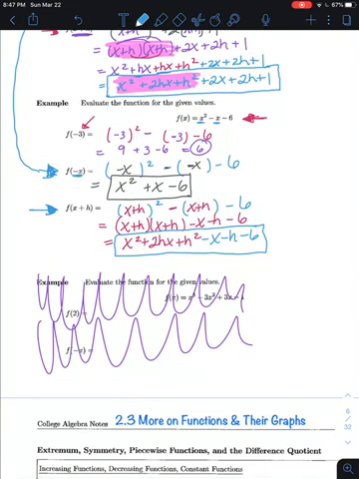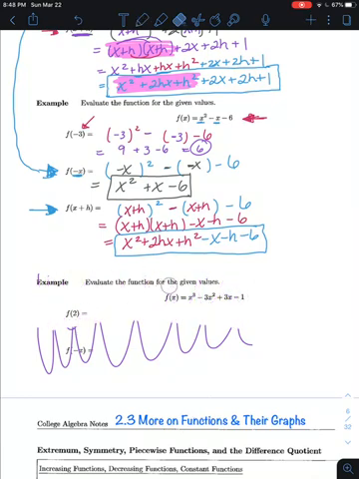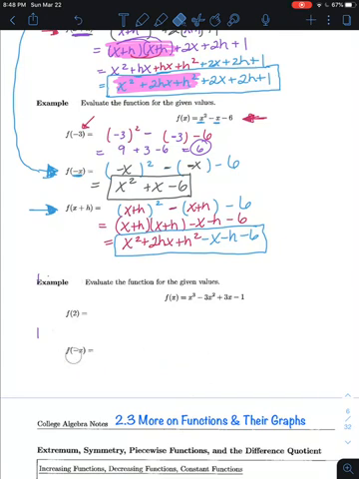And again, I left this example off. Feel free, let me erase it. Feel free to do this example as some extra practice.